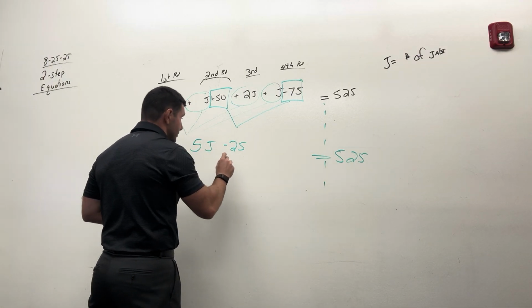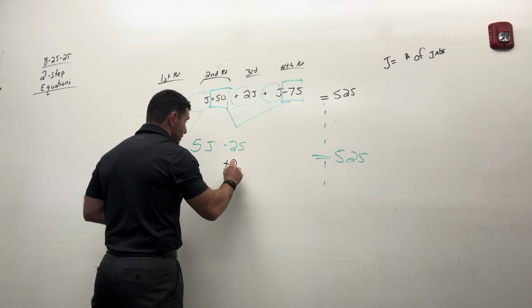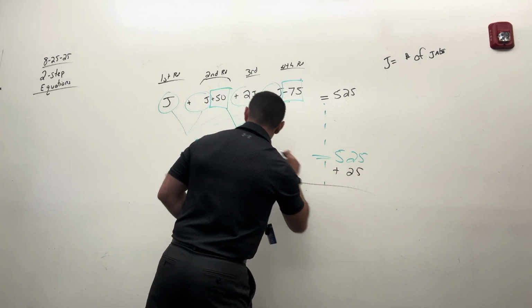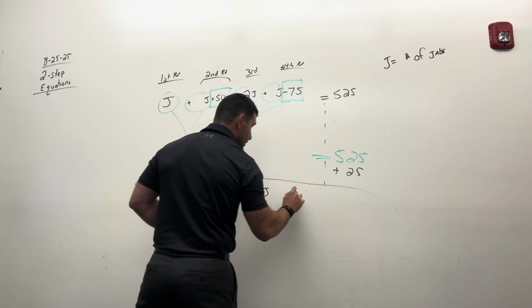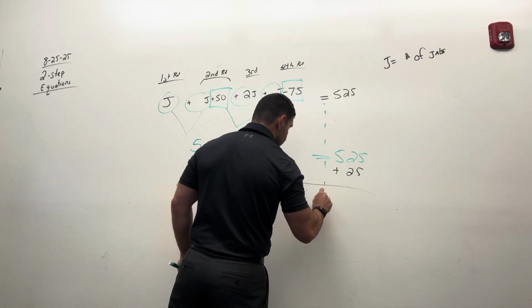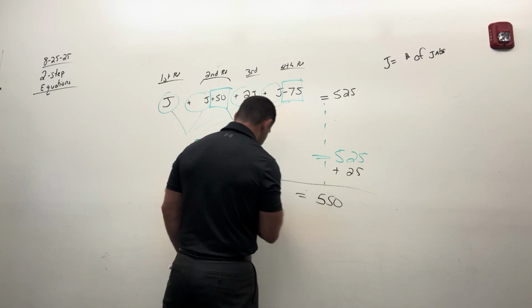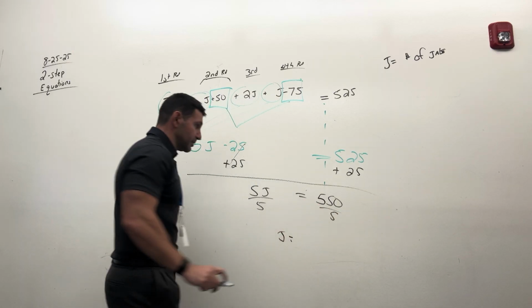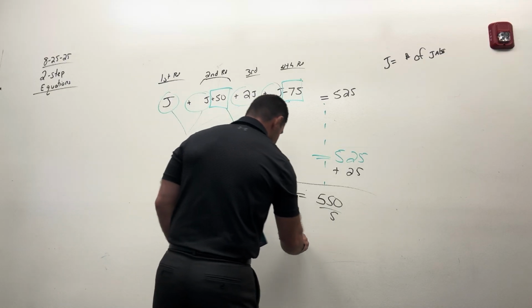Add what? 25. To both sides. Add 25 to both sides. That leaves me 5J equals 550. I divide by 5. J then equals, should be 110.